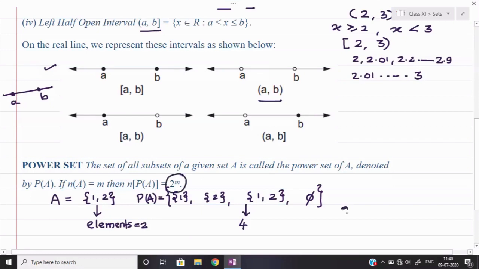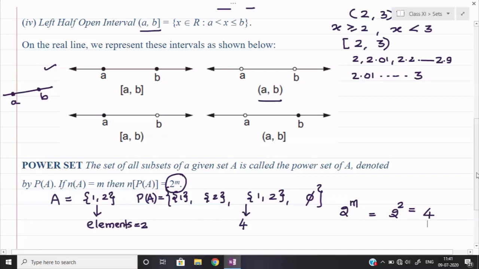So 2 to the power m, what is m here? The number of elements in set A. So tell me, suppose how many elements are in set A over there? 2 elements. So I will write down here 2 to the power 2 will be equal to 4. So we can say that the number of elements in the power set will be equal to 4. Actually, this formula is not designed only for finding the power set. You can find out the number of subsets with the help of the given set.